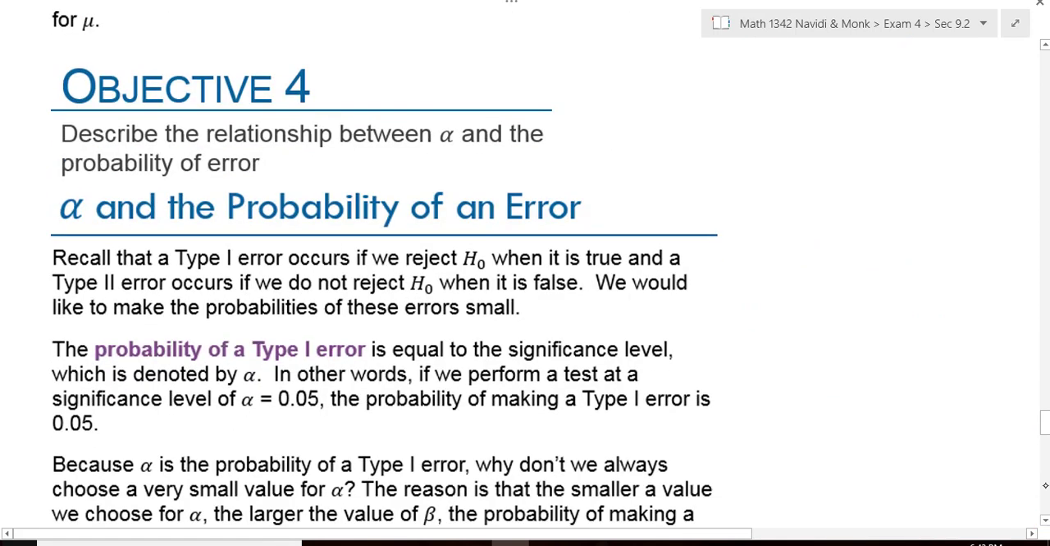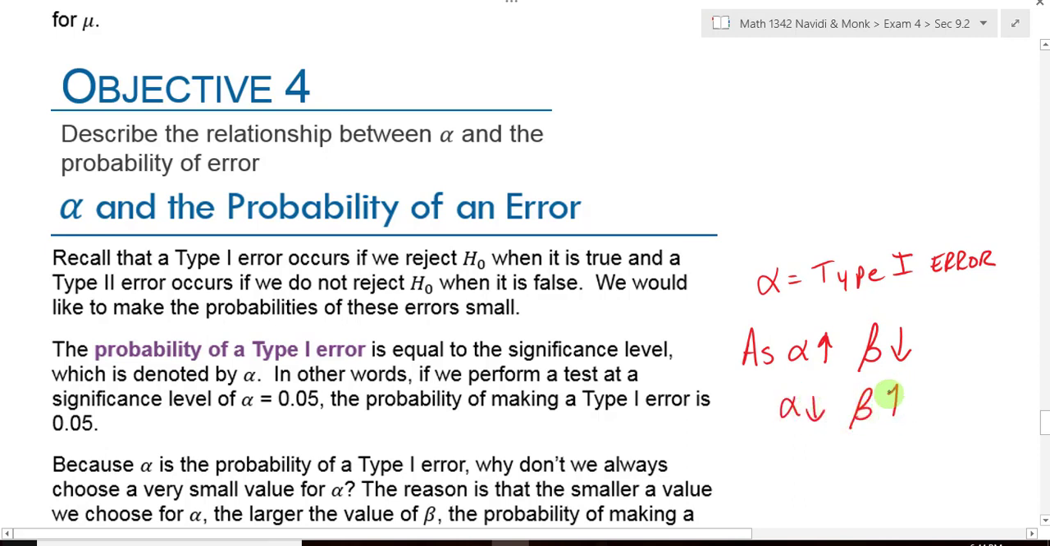Objective 4 is to describe the relationship between alpha and the probability of error. Remember when we went over type 1 and type 2 error in 9.1, I told you that alpha was equal to the type 1 error. The type 1 error is the probability of rejecting a null hypothesis when it's true. That's what alpha represents. I also told you that as alpha increases, beta, the type 2 error, decreases, and vice versa. As alpha decreases, beta, the type 2 error, will increase. There's this inverse relationship between the type 1 and the type 2 errors.